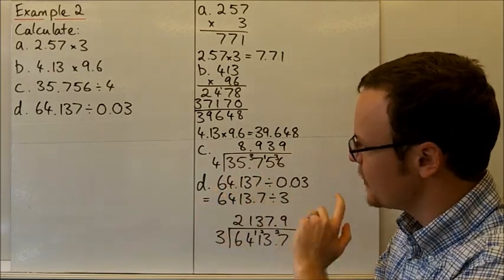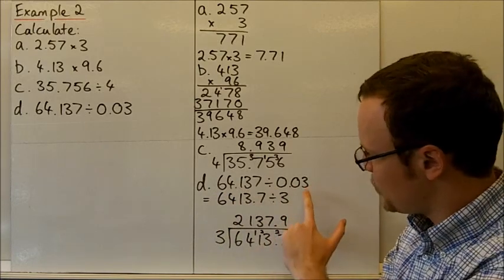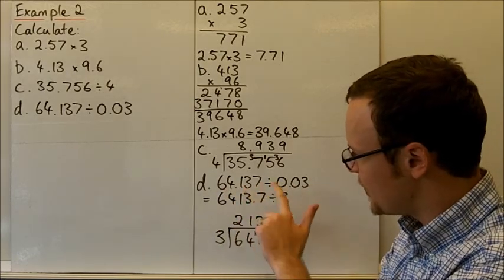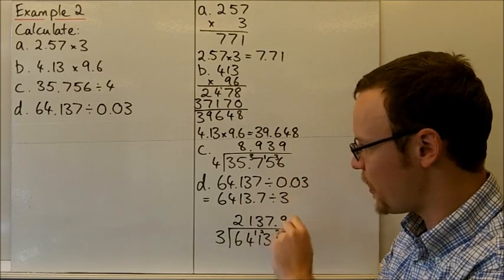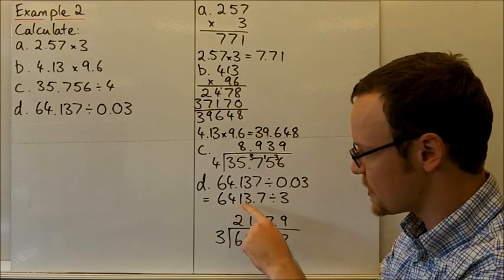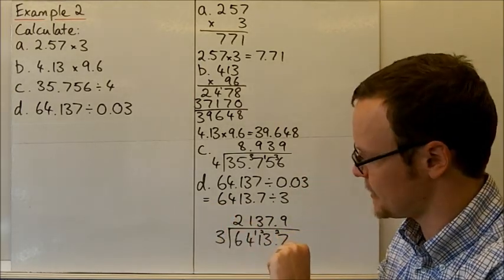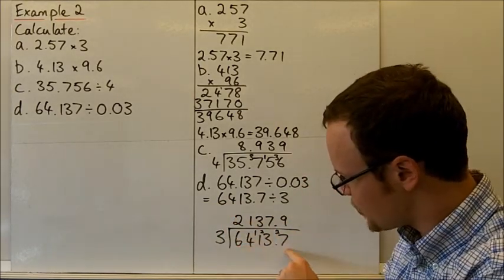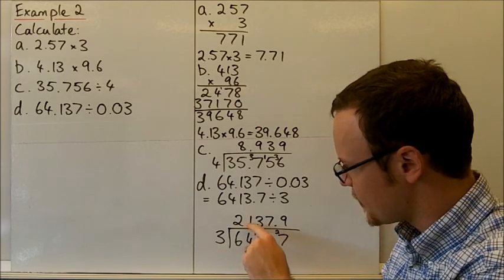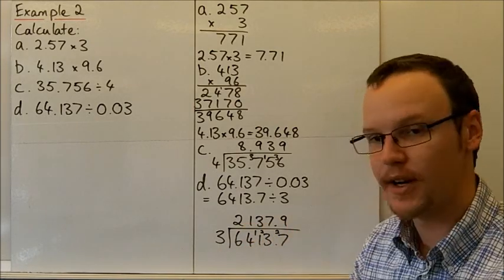D. Here, now we don't have it as a whole number, but we can multiply the dividend and the divisor both by 100 to get 6,413.7 divided by 3. They will be equivalent, exactly the same. So here we can do the short division for that, and we get the answer 2,137.9.